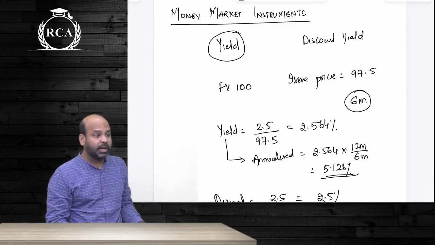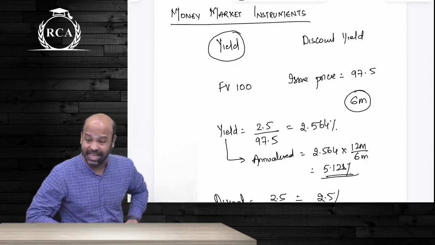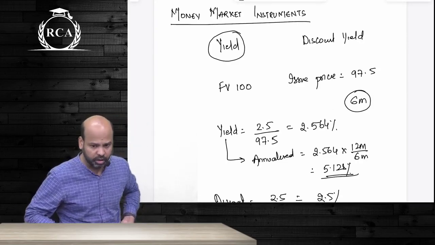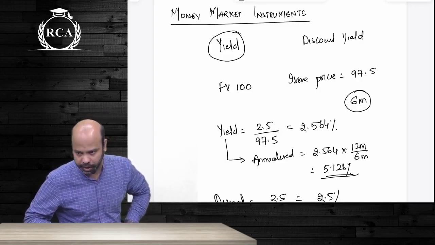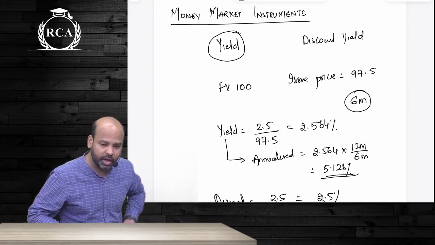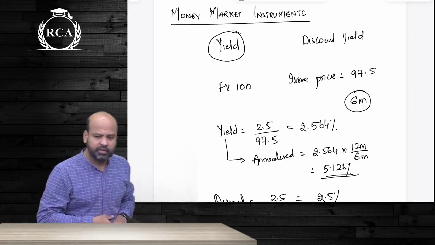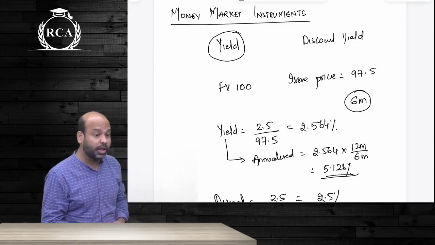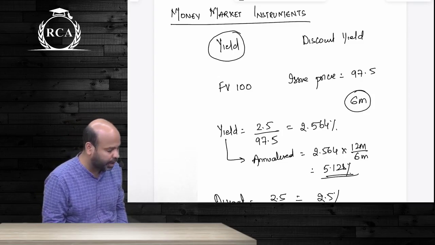Under money market instruments, I said, because these bonds have a maturity of less than 1 year, they are bonds for shorter durations, so there will be no concept of coupon rate. These securities will be directly issued at discount to face value and will be redeemed at face value, par value.